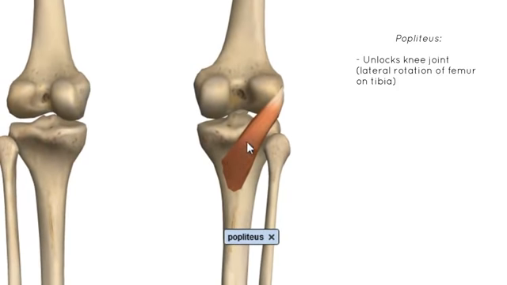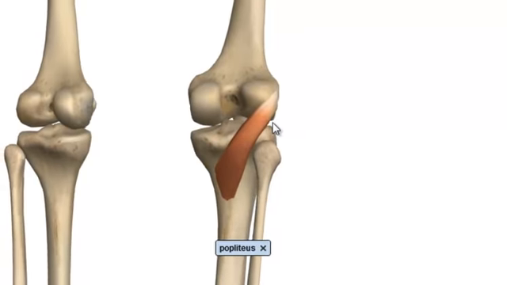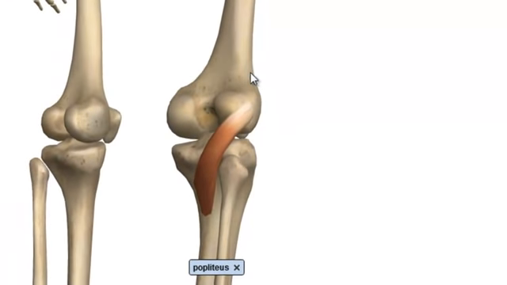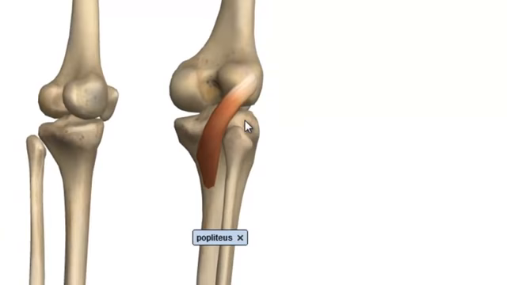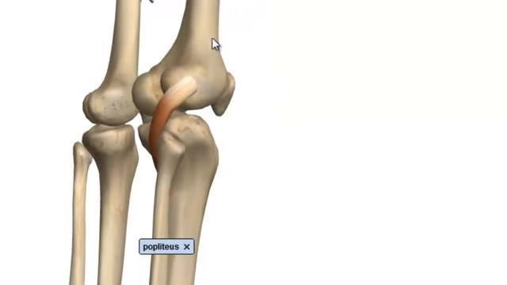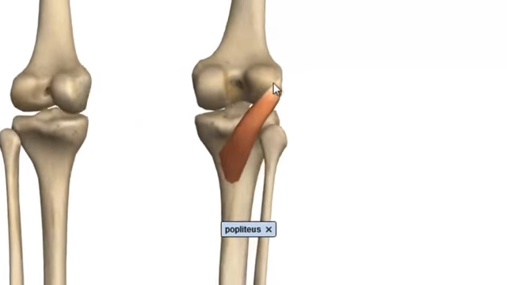So when it contracts, so its origin here, insertion up here, it brings the femur around, laterally rotating it and unlocking the knee. So in the standing position, the knee is fully extended and it's locked like this. So the popliteus functions to laterally rotate the femur on the tibia and unlock the knee joint.